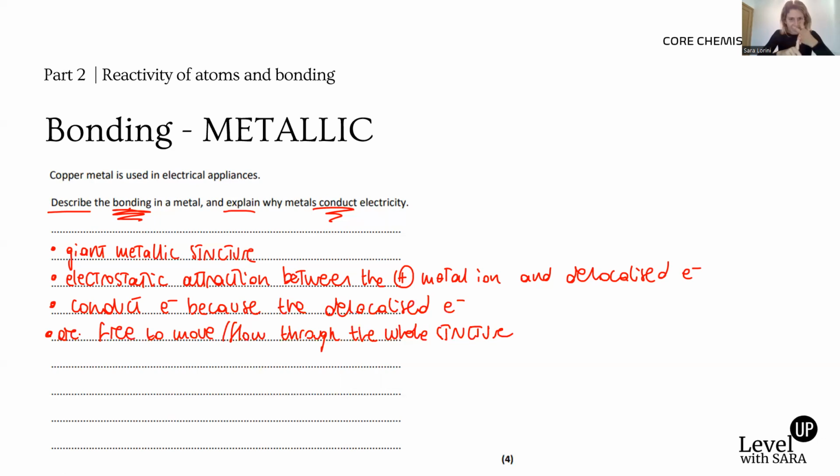So just saying delocalized electrons doesn't explain well enough why it conducts electricity. So we need to say these flow through the whole structure. Well done for this tutorial. Okay, I hope it's all clear, but we've really seen the structure and the properties in a very nice and complete way.